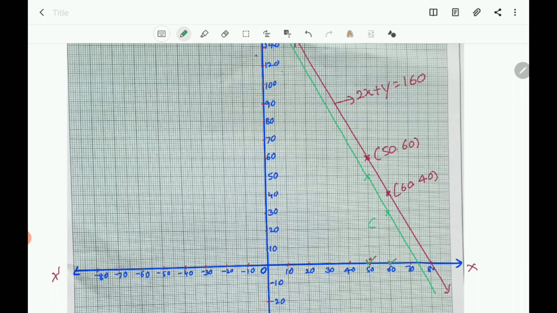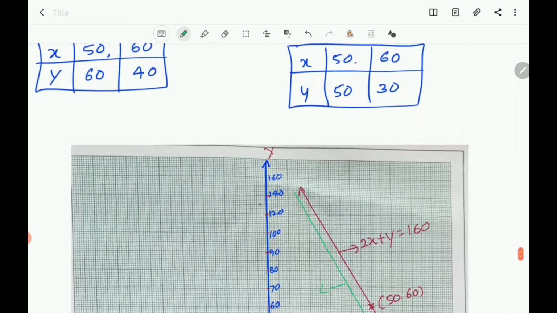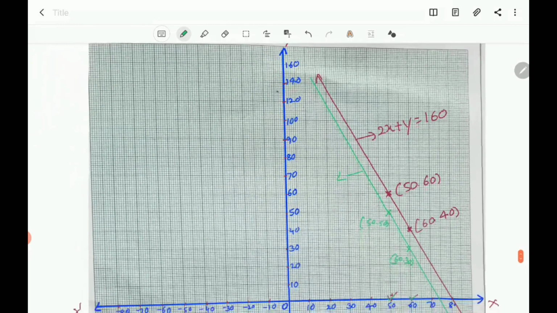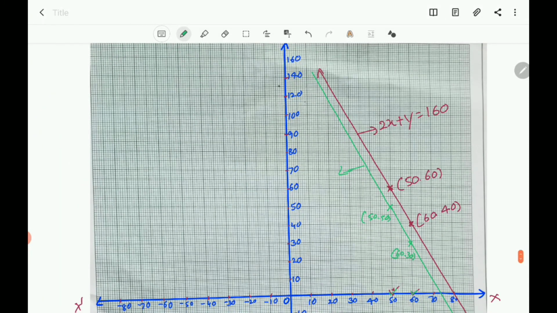Here this is the point 60-30, and this is the point 50-50, and this is a graph of 2x plus y is equals to 150.